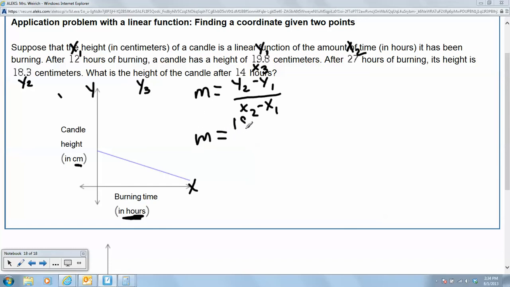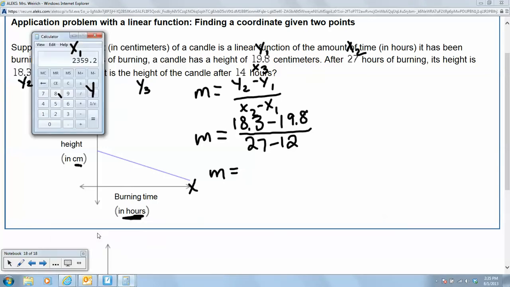So y2 would be 18.3 minus y1, which is 19.8, over x2, which is 27, minus 12. So we put this in our calculator and let the calculator do the work for us. On the top, I need to know what is 18.3 minus 19.8. That's going to be a negative 1.5. Now on ALEKS, you do not have to do these intermediate steps, but some students really like to because they're really careful. So I'll go ahead and show this work, but know that if I were doing this myself, I would go ahead and put it all in my calculator just like that because you can. On the bottom, you're going to have 27 minus 12, which is 15.